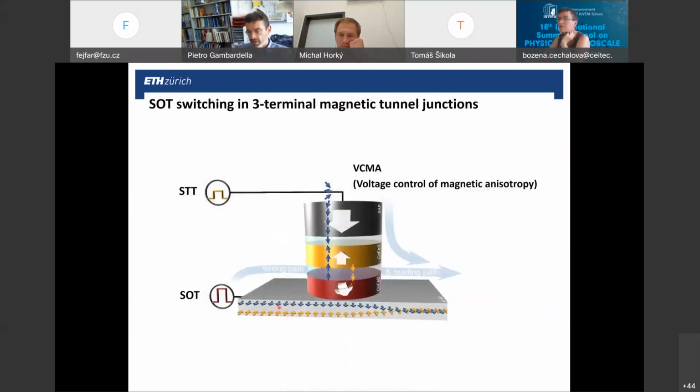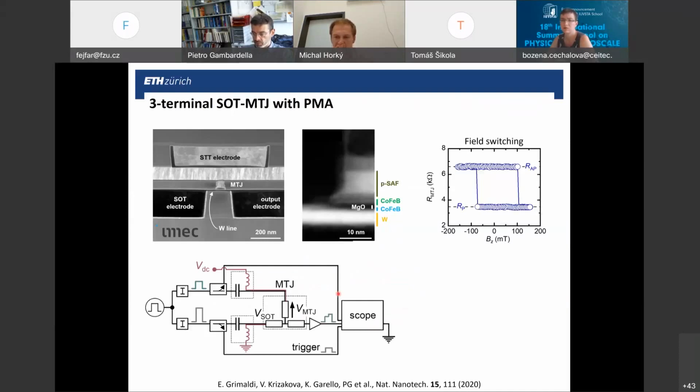And these effects can now be used to switch the state of a magnetic tunnel junction. Here, I just want to point out that one can switch the free layer of a tunnel junction using both a spin transfer torque as well as spin orbit torque. You can have current injection from the bottom layer or from the top layer, and you can also combine the two. And this can also be assisted by voltage control of magnetic anisotropy that affects the coercivity of this layer. So this can actually be proved right now.